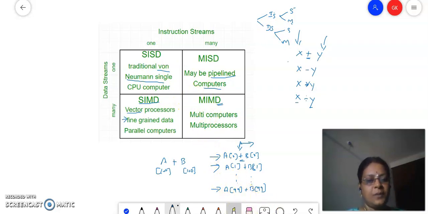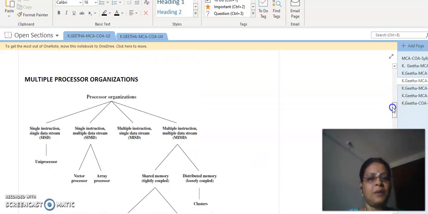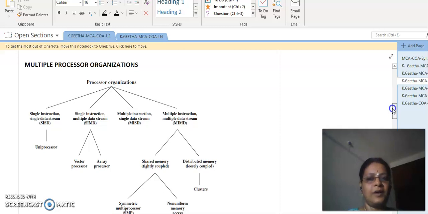Now we will go to the next topic, multiple processor organization. Here we can have the taxonomy of how the processors are going to be organized. To start with, we have the processor organization, and as we have discussed so far, it can have four classifications, namely SISD, SIMD, MISD, and MIMD.